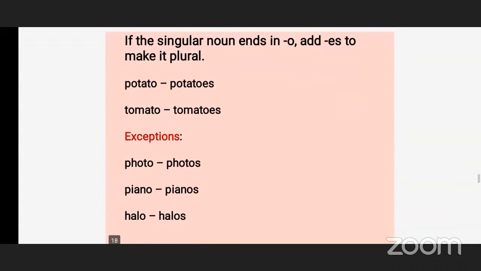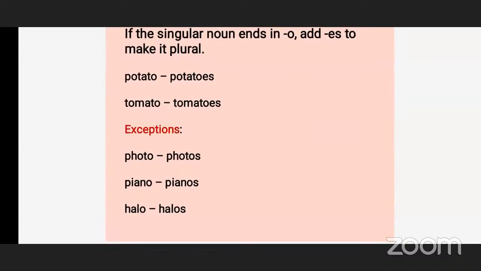So, here are some exception words, as I told you already. Photo, P-H-O-T-O, photos. Piano, the spelling will be pianos. And halo, halo is halos. Somebody asked me what the meaning of halo is, and I said it wrongly. Now I'm explaining it. Have you seen, on the backside of a God's photo, a round lighting? That is called halo. H-A-L-O. Okay. Yes. So we have just recalled everything I taught yesterday.